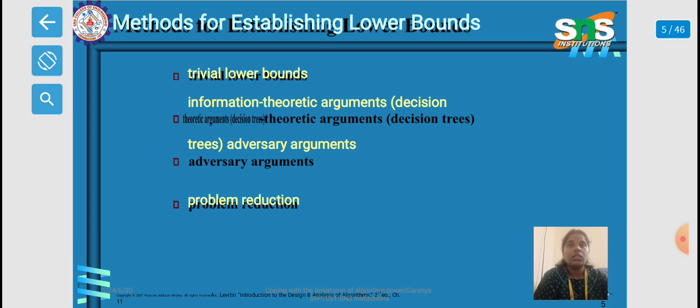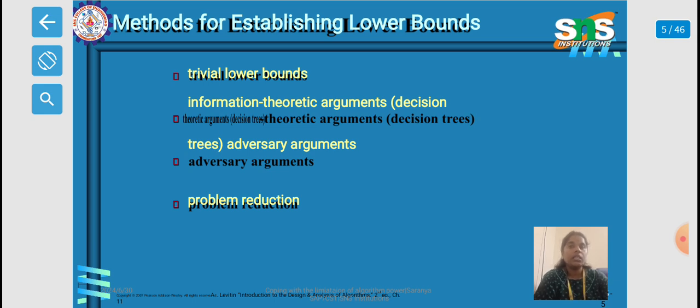The text also provides an adversary argument to show the lower bound on the number of comparisons needed to perform the merge of two sorted n-element lists into a single 2n-element list.